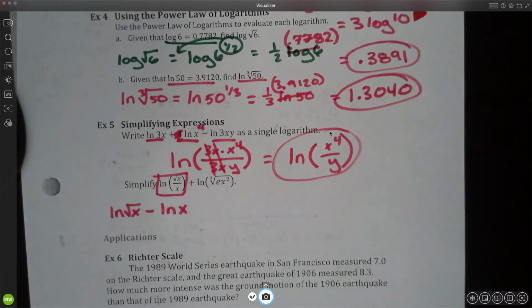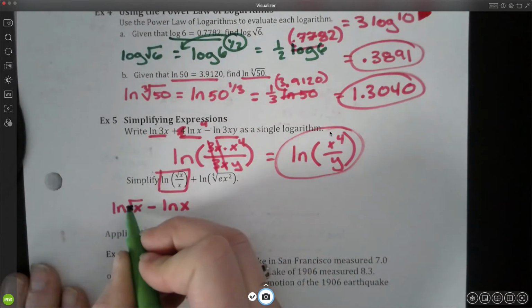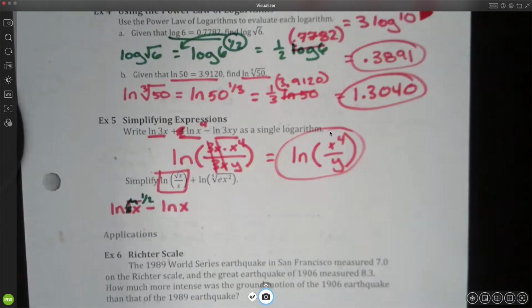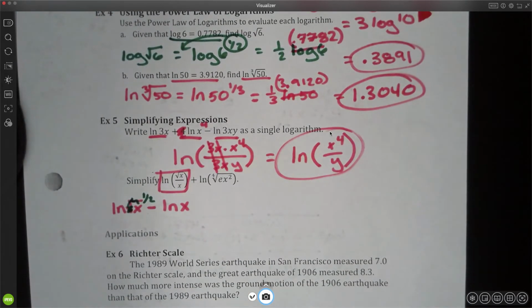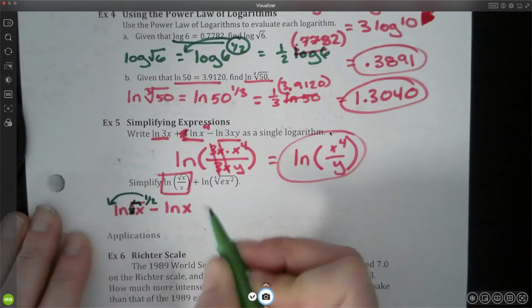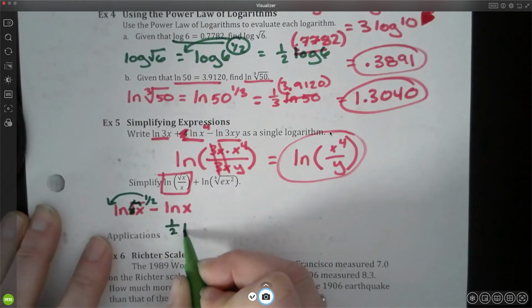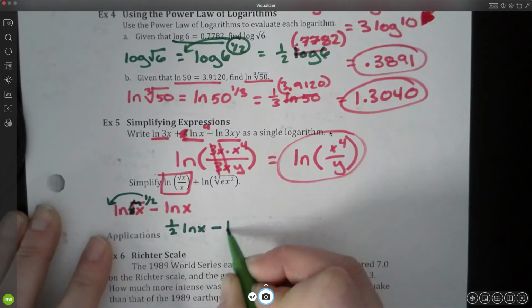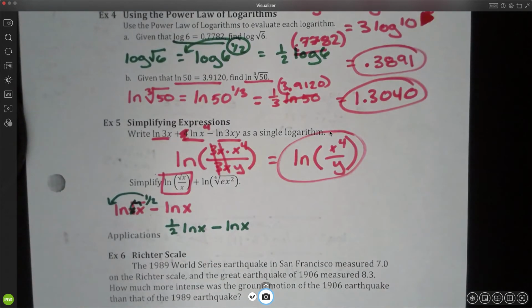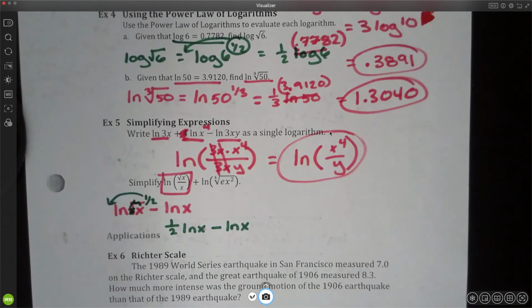What's the square root of x mean as a power? 1/2. So I'm going to get rid of the square root, and I'm going to call him 1/2. But then the 1/2 goes to the front, right? So this is 1/2 ln x minus ln x. And we can combine those. We will here in just a second, right? 1/2 minus, what number's out in front of this ln? 1. So this would be like 1/2 minus 1. We're going to do that here in a second, but let's simplify this guy first.